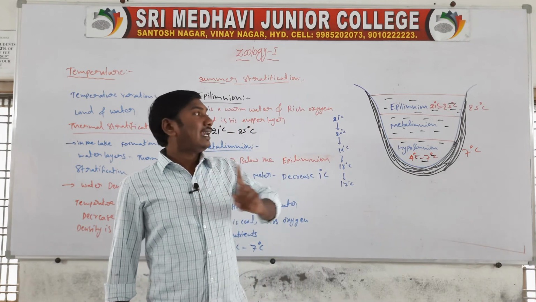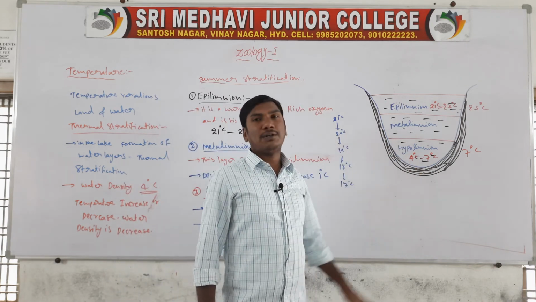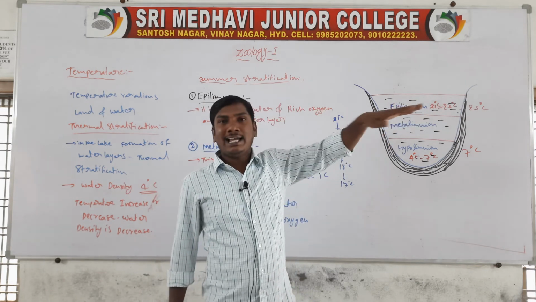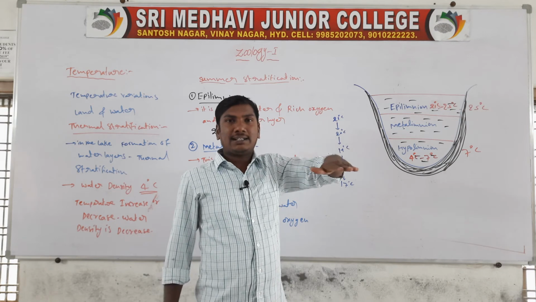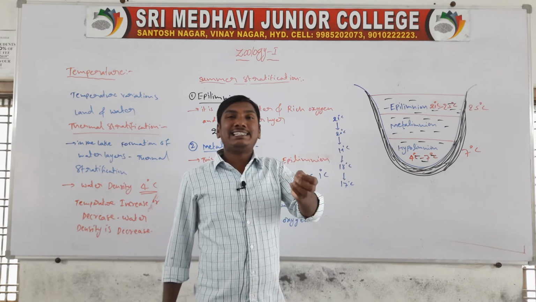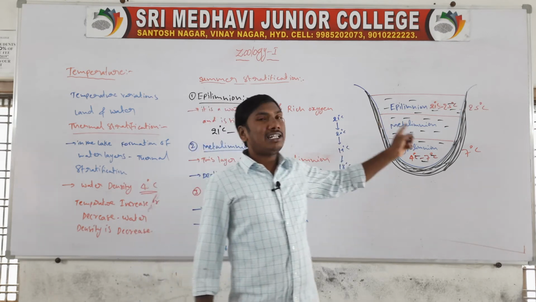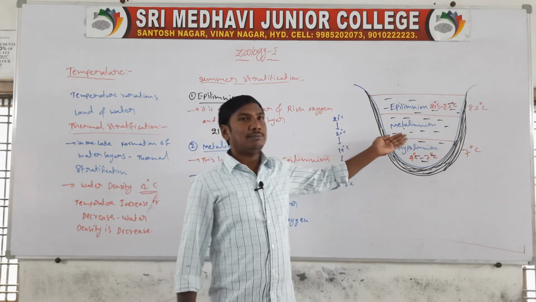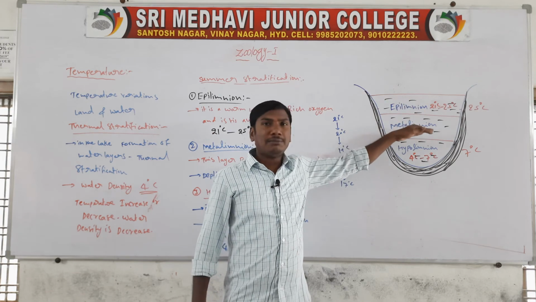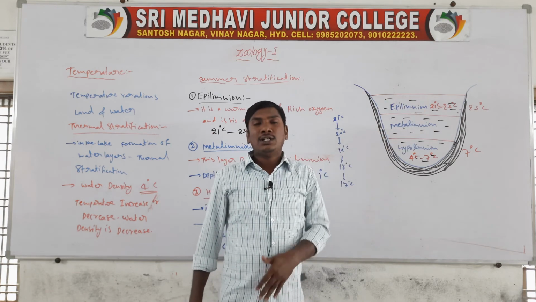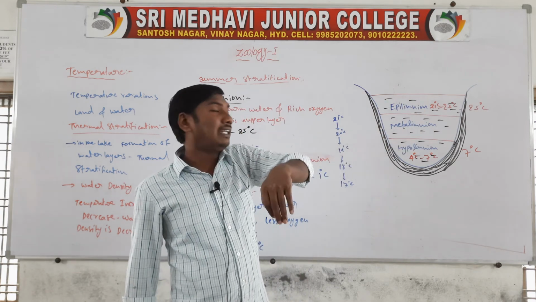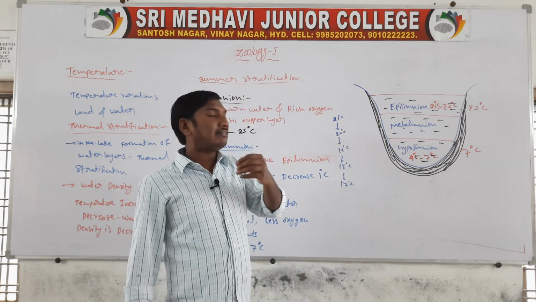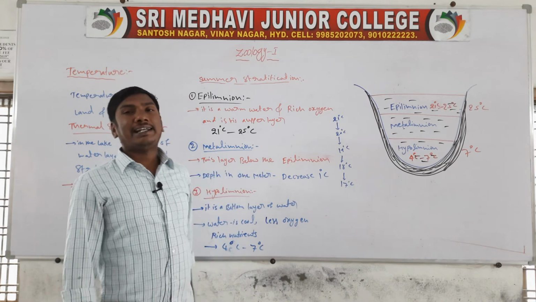There are 3 layers: Epilimnion, Metalimnion, Hypolimnion. First one, Epilimnion. The Epilimnion is the upper layer of the lake. This water is warm water and rich in oxygen. The temperature is 21 degrees centigrade to 25 degrees centigrade. Next one, Metalimnion. Metalimnion means the layer below the Epilimnion. For a depth of 1 meter, the temperature decreases by 1 degree centigrade. So, they are called Metalimnion.